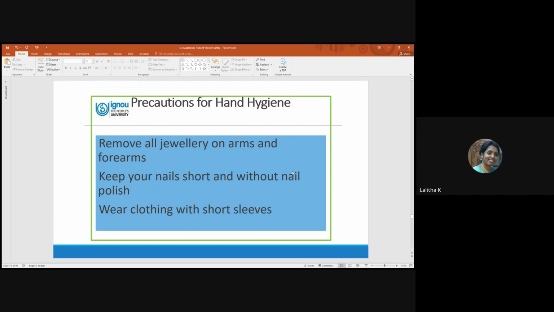For hand hygiene, as doctors and healthcare professionals, we must all remove all jewelry on arms and forearms, especially when providing patient care. Keep our nails short, and without nail polish is better. And wear clothing with short sleeves so that you do not get contaminated.